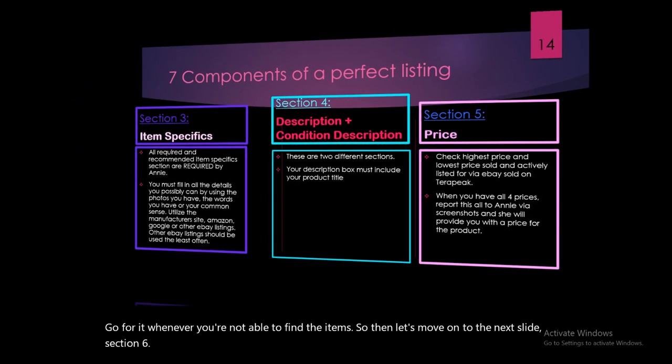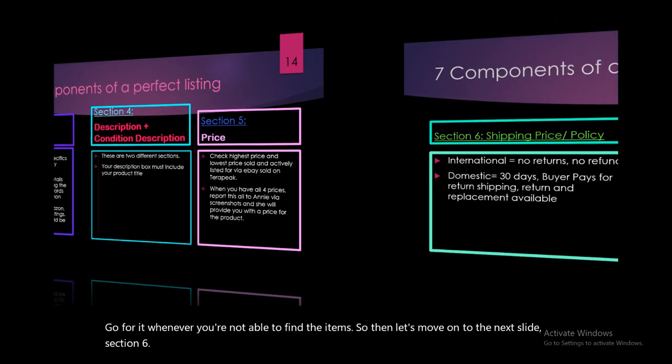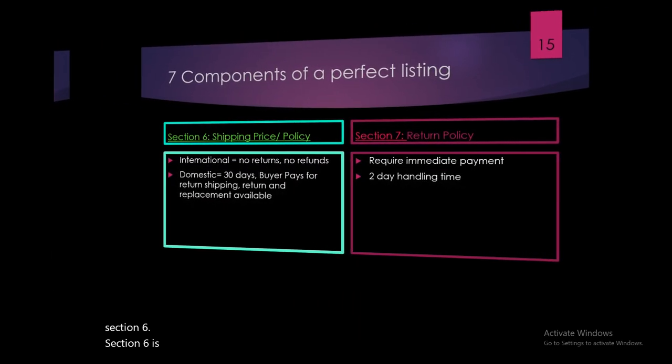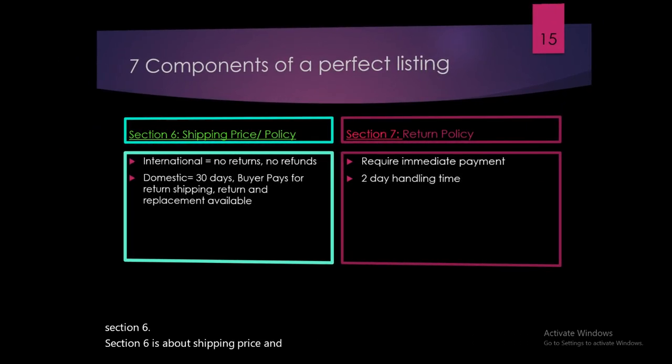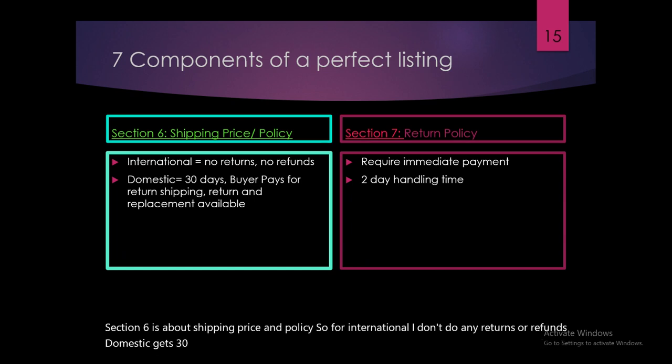Section 6. Section 6 is about shipping price and policy. So for international, I don't do any returns or refunds. Domestic gets 30 days where the buyer has to pay for return shipping, or they can have a replacement whenever it's available.